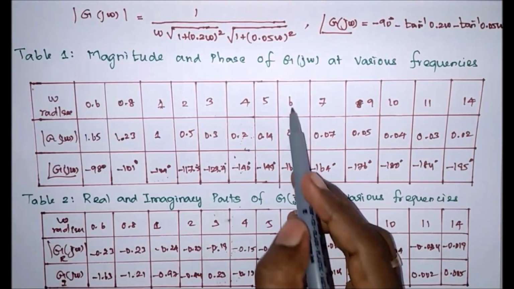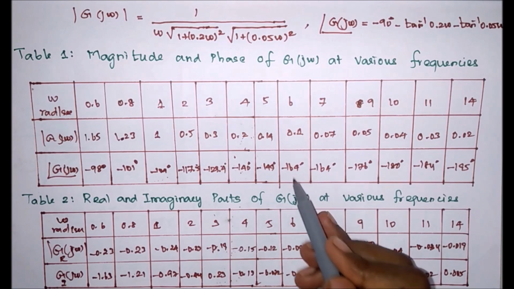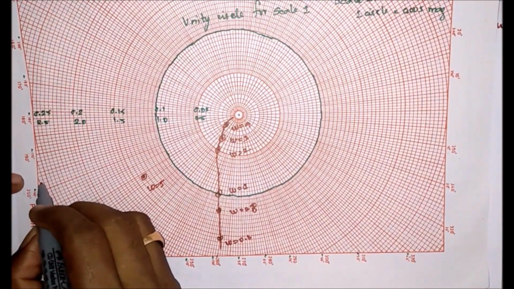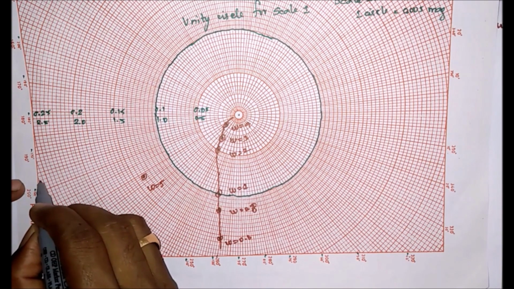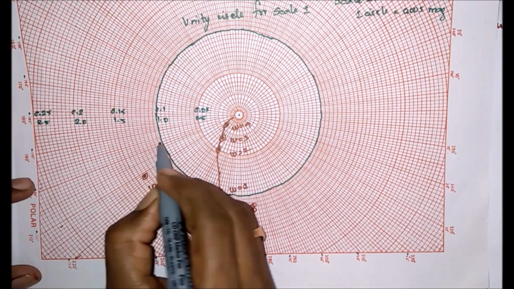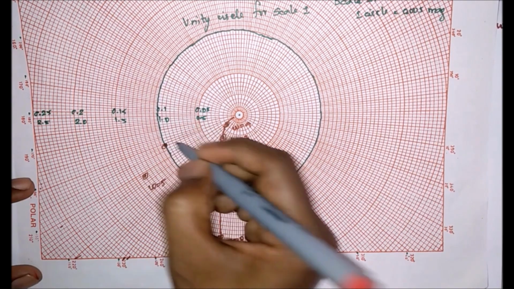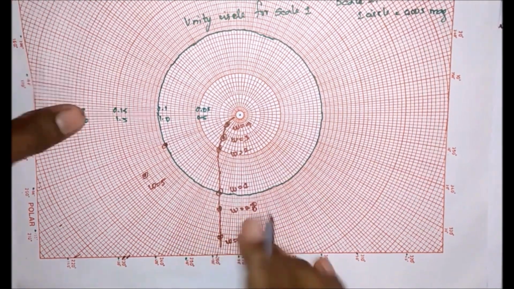Next, for omega equal to 6, the magnitude is 0.1 and the angle is -164. So 164 is 160, 61, 62, 63, 64. The corresponding magnitude is 0.1. So this is omega equal to 6.